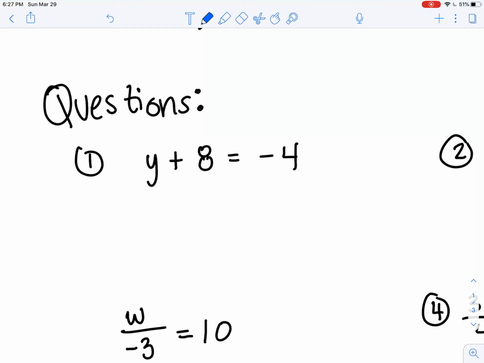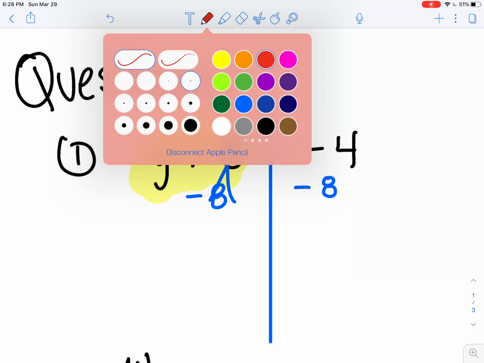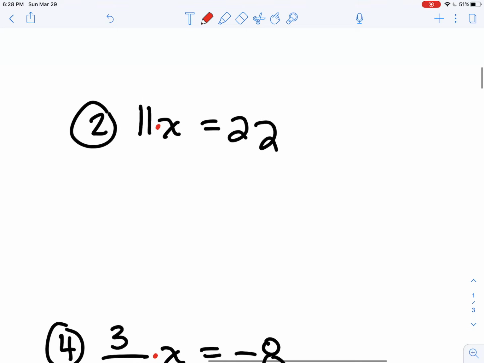So, question number 1. Some of these questions are easy. Others get more difficult, but I want to go through all of them just in case you forget. Draw your attention to the side that the variable's on. This is a one-step equation. You have to get rid of a plus 8, and the opposite of adding 8 is subtracting 8. On the left, it cancels out, and I drop down y equals. That reads negative 4 minus 8, which gives me negative 12.